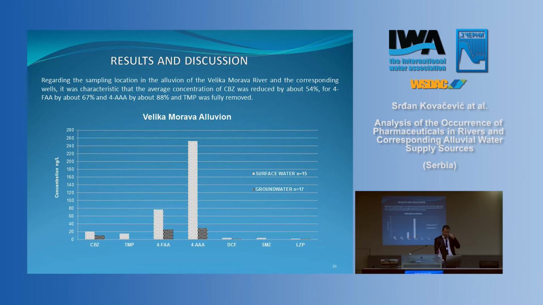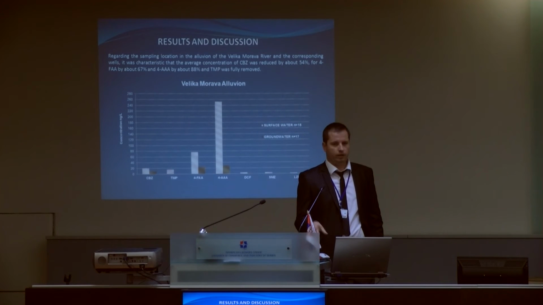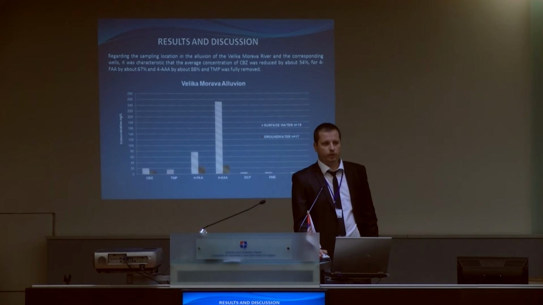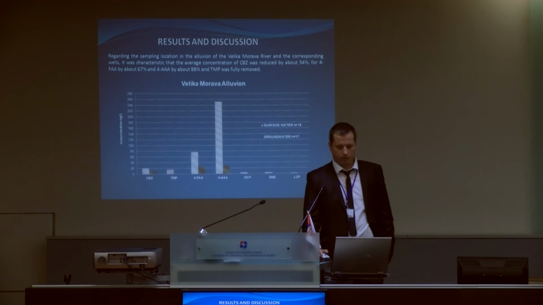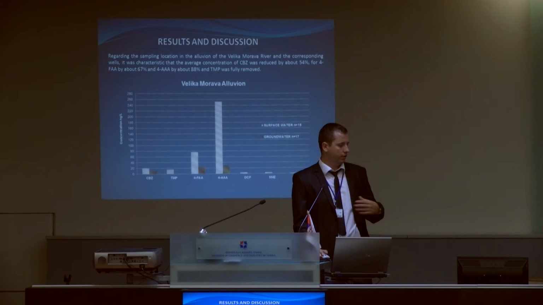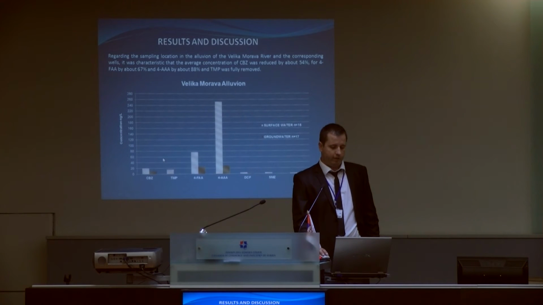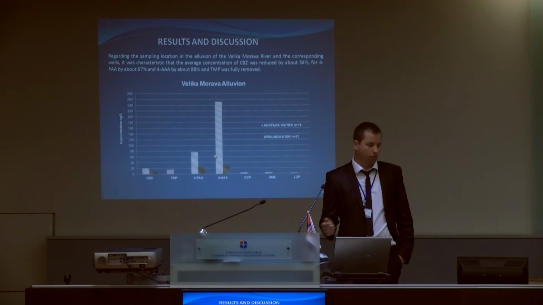And finally, the Velika Morava alluvium, we can see there are also significant reduction, but there we cannot quantify degradations. We cannot be sure about that, because we have some data that water is diluted from the hinterland. I mentioned about that. We measured nitrates and all other things, and we concluded that about 50% of water is coming from the hinterland, from the back of the river. So there is a significant dilution of pharmaceuticals, but they are also removing.